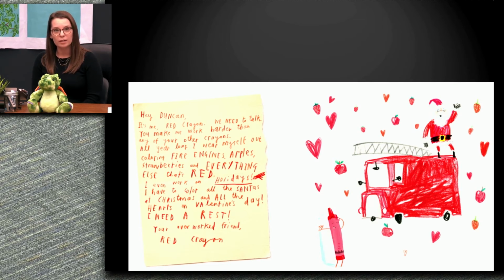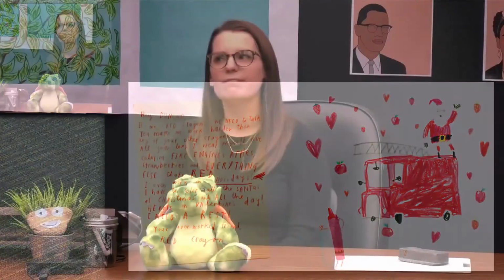Why is Red Crayon writing this letter? Take some think time. Turn and tell your learning buddy what you're thinking about why Red Crayon wrote this letter.